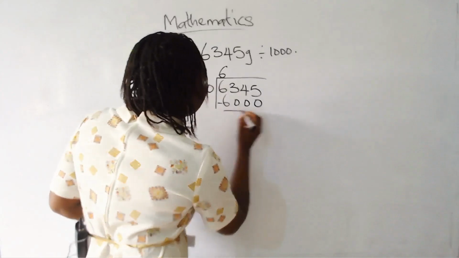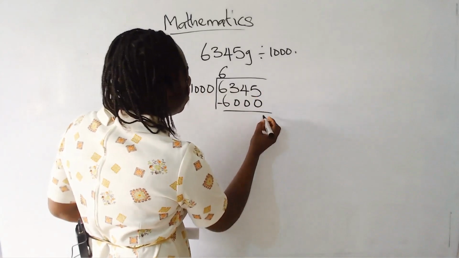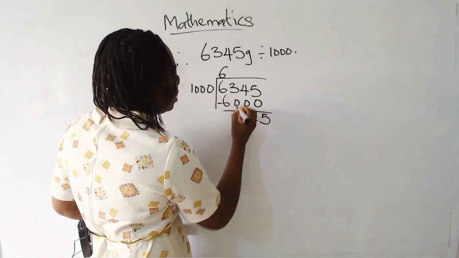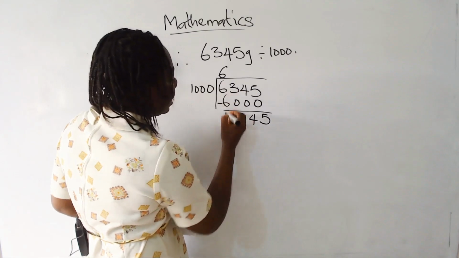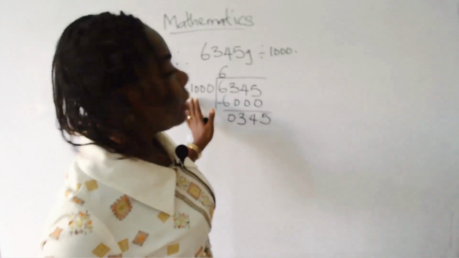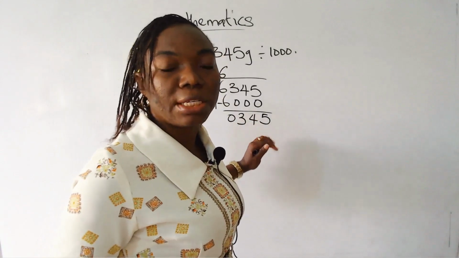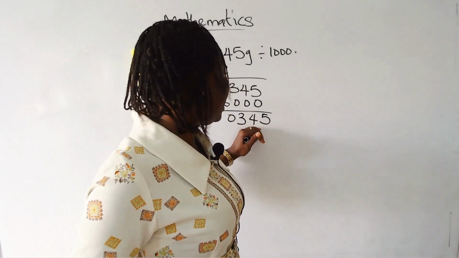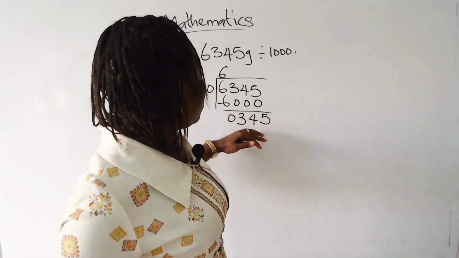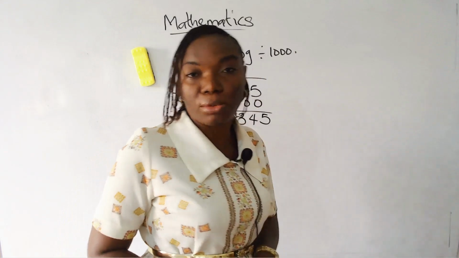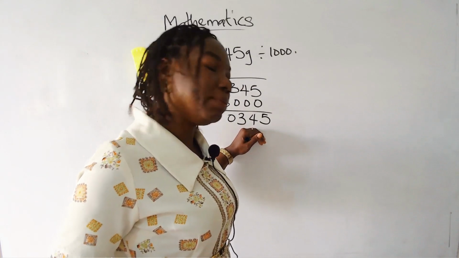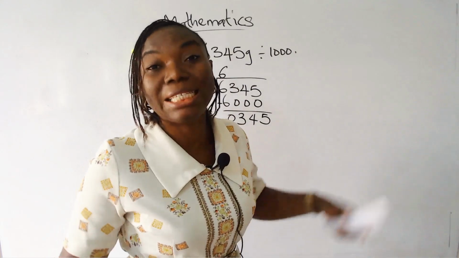Now when you subtract this, 0 from 5 is 5, and 0 from 4 is 4, 0 from 3 is 3, and 6 take away 6 gives you 0. Now let's go again. 1,000 goes 6 times, and we have a remainder of 345. Now, you can see that it's no longer up to 1,000. So, to divide 345 by 1,000 is impossible.